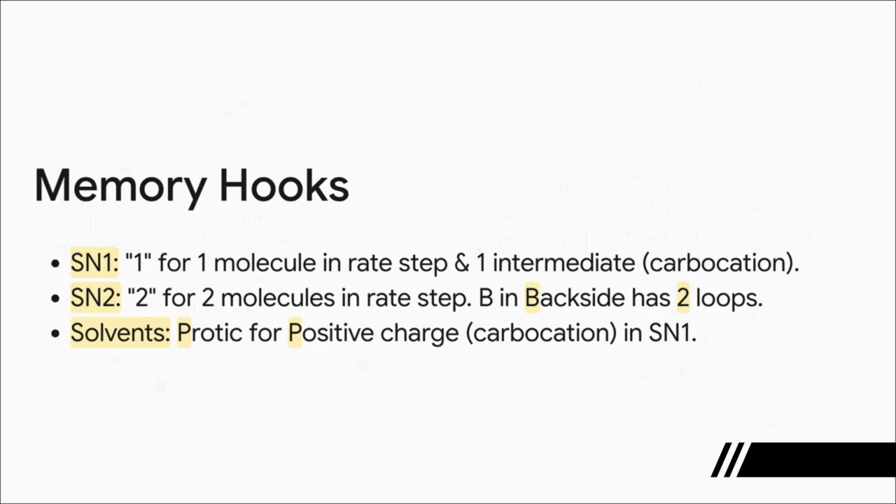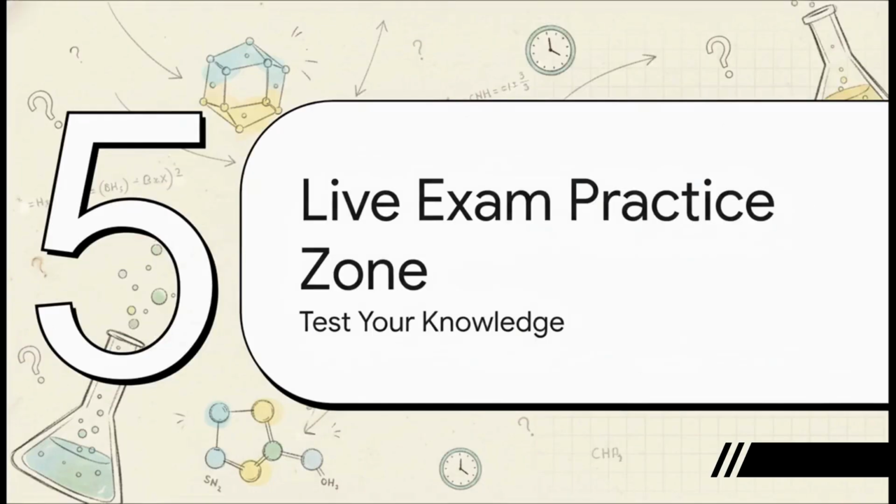For SN1, the 1 reminds you that one molecule is in the slow step, and it forms one type of intermediate, the carbocation. Easy, right? For SN2, the 2 tells you there are 2 molecules in the rate step. And here's a little visual cue. The letter B in backside attack has 2 loops. For the solvents, just remember this. Polar protic solvents are perfect for stabilizing the positive charge of the carbocation in SN1. See? Simple.